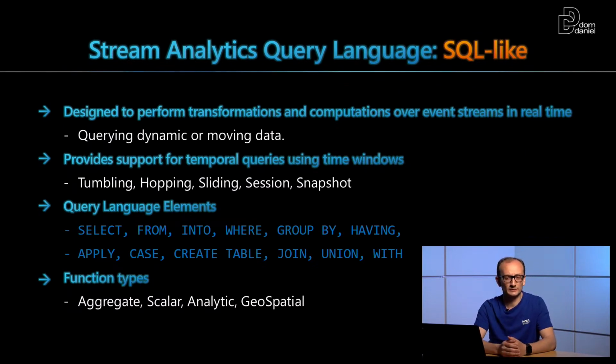Stream Analytics uses a SQL-like query language. SQL-like is the name of this query language, and it has features for querying dynamic data, or moving data, in other words. So it has tumbling, hopping, sliding, sessions, and snapshots features. And of course, it has all the main SQL language elements like select, from, into, where, group by, and so on. We have function types like aggregate, scalar, analytics, geospatial, and so on.